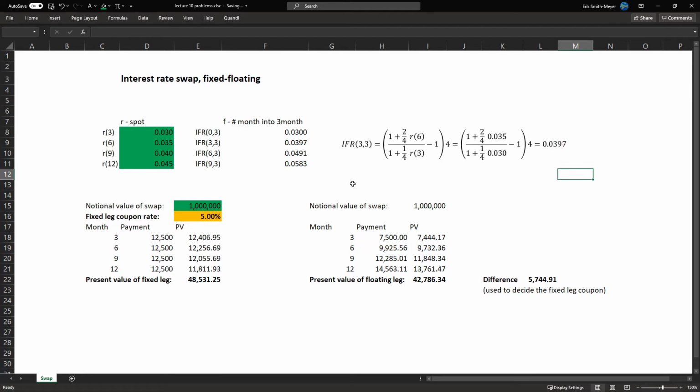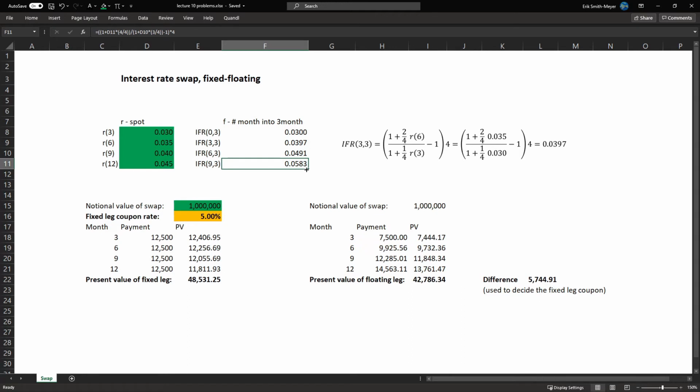And if we do the same for the other implied forward rate, then we see that this is valid. The R9 is valid 3/4 of the year, and divided by the discount factor for the first 6 months, which is the R6, less 1 times 4 to get the annualized, and we get 4.91% implied forward rate. And the last forward rate is the 9-month into 3-month implied forward rate of 5.83%.